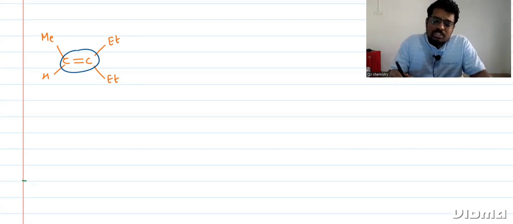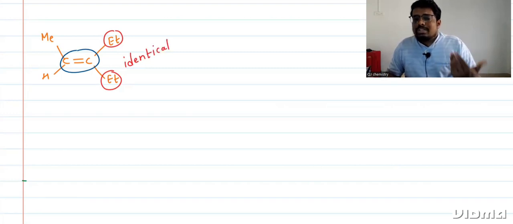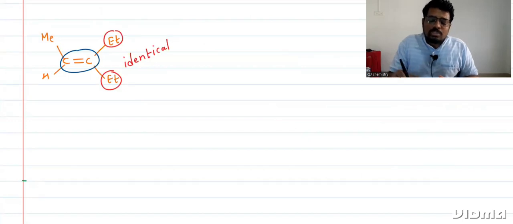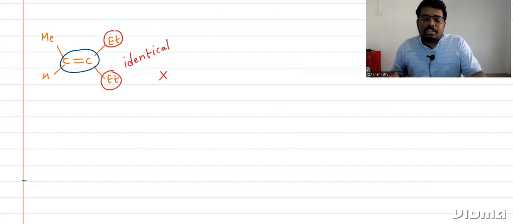But what about the second condition? Now check the second condition. The ethyl group is there and one more ethyl group, so two identical groups, right? Two same groups are bonded to the carbon-carbon double bonded system. In such cases, there is no geometrical isomer. So for this compound, geometrical isomerism is not possible, right?